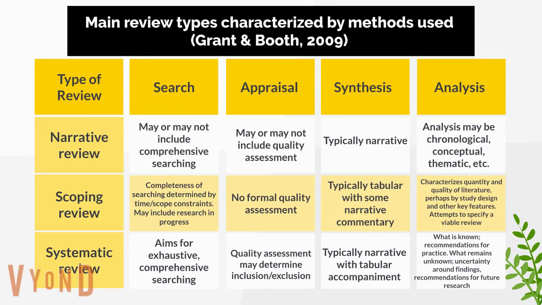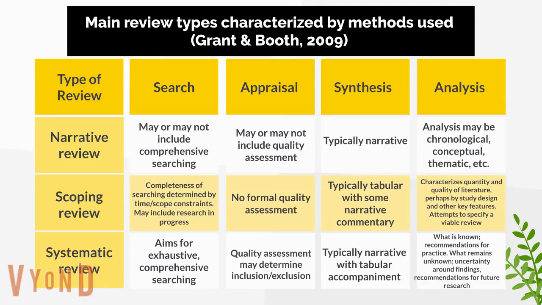Since we focus on narrative review, scoping review, and systematic review, let's look at a comparison chart from Grant and Booth's 2009 paper entitled A Typology of Reviews, an analysis of 14 review types and associated methodologies. As you see, the key distinction between a narrative review and a scoping review lies in their search methods. Meanwhile, the primary difference between a scoping review and a systematic review is the inclusion of quality assessment.